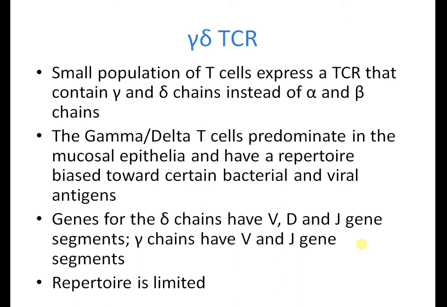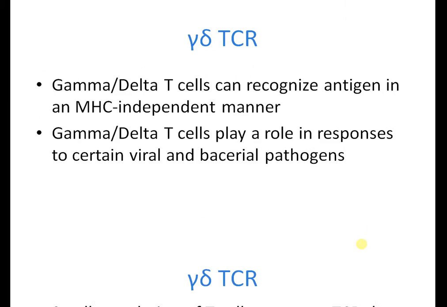Small populations of T cells express a TCR that contains gamma and delta chains instead of alpha and beta chains. The gamma delta T cells are predominant in the mucosal epithelia and have a reactivity bias towards certain bacterial and viral antigens. The genes for the delta chain have V, D and J gene segments. The gamma chain has V and J gene segments.